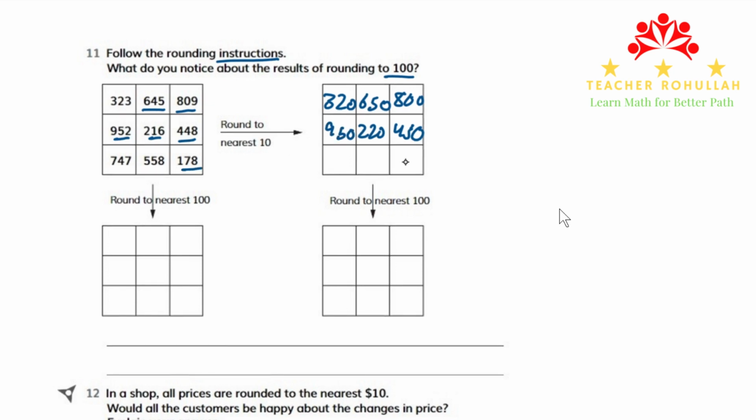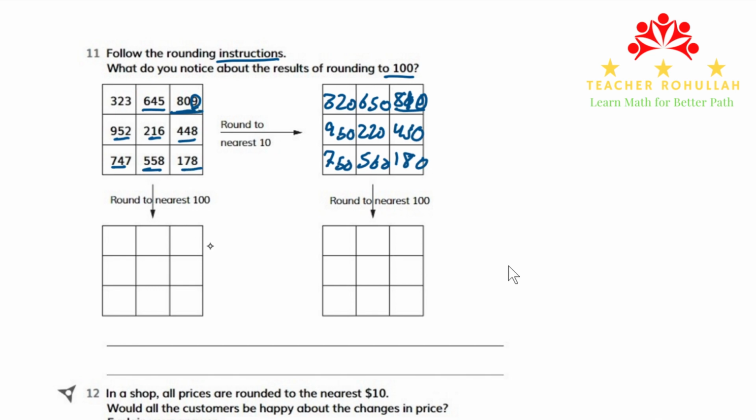This number rounds to 180. This number rounds to 560, and the number here rounds to 750 when we round to the nearest 10. Actually, the number 809 rounds to 810 when rounded to the nearest 10, because 9 in the ones place is 5 or more. So the number we get here is 810.